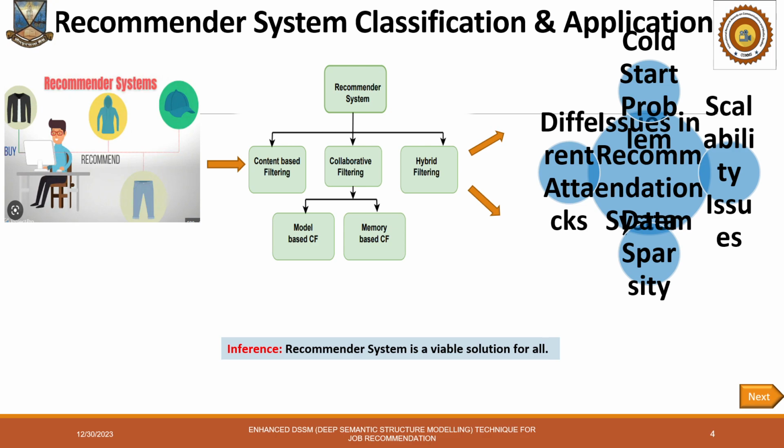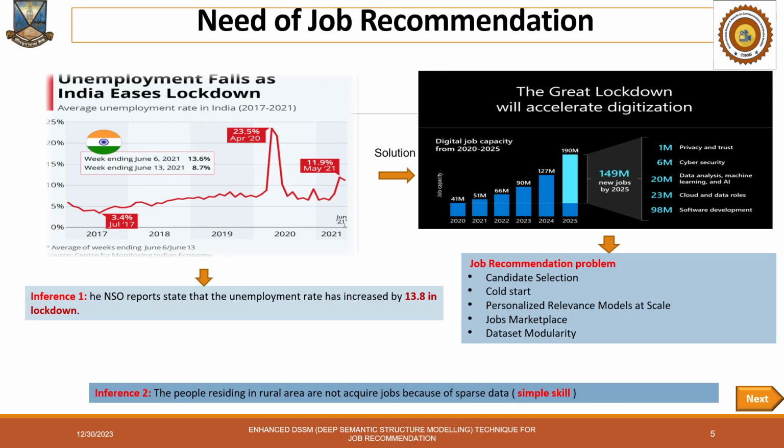But existing recommender systems have different problems. For example, scalability issue, cold start problem, as well as different attack problems and sparsity. So we have to solve these problems by using a new graph algorithm as well as a new word embedding algorithm. Today I am going to give an introduction about job recommendation. Job recommendation is very important from the recruiter's as well as the job seeker's point of view.